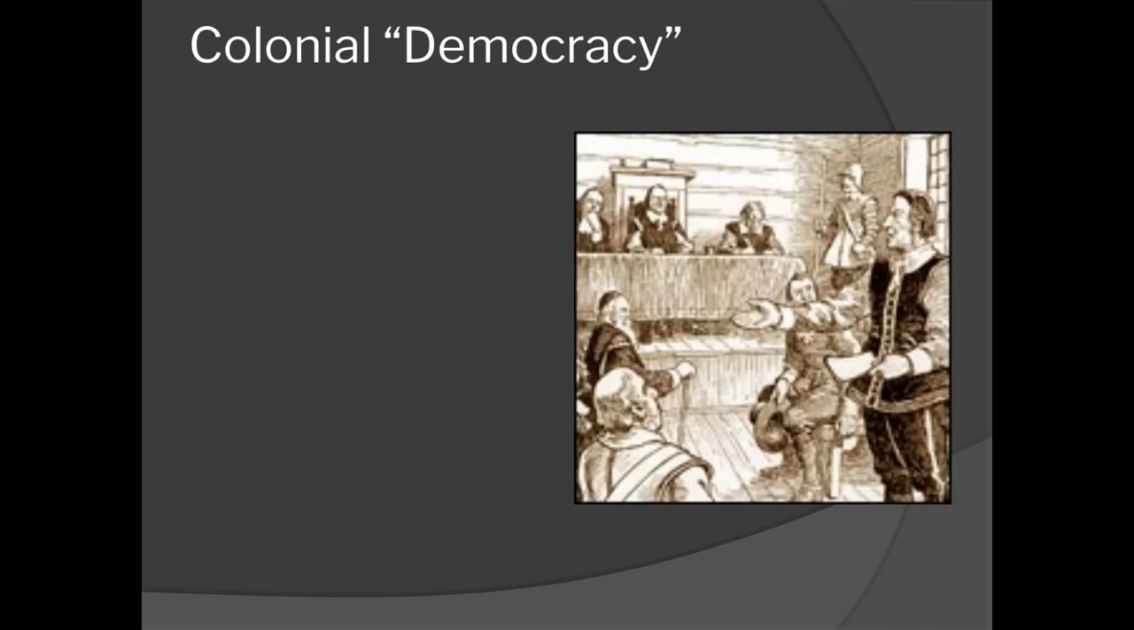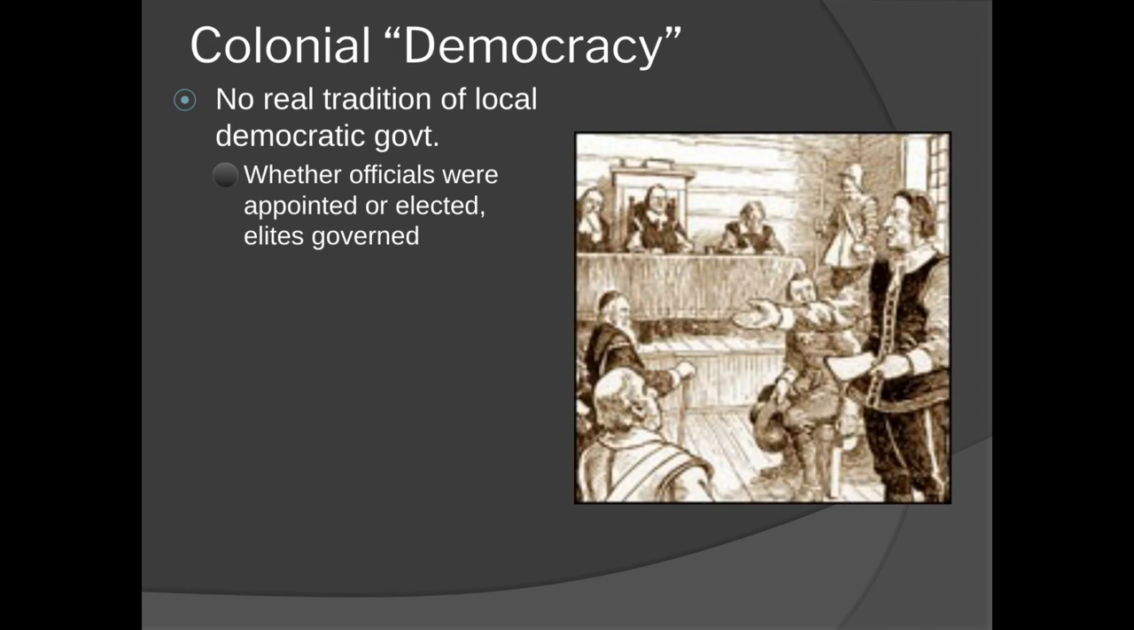So when we look at colonial democracy, we put democracy in quotes because there's no real tradition of local democratic government at this point. A lot of people don't know what it is because the crown had been so common in England at this time. Whether officials were elected or appointed, the elites are going to be the ones who are governing. Again, elites are your wealthy individuals, those people who have money, those people who are able to kind of buy their way into society. Property or religious requirements excluded a lot of people. So to be considered elite, you would have to own property or be practicing a specific religion.